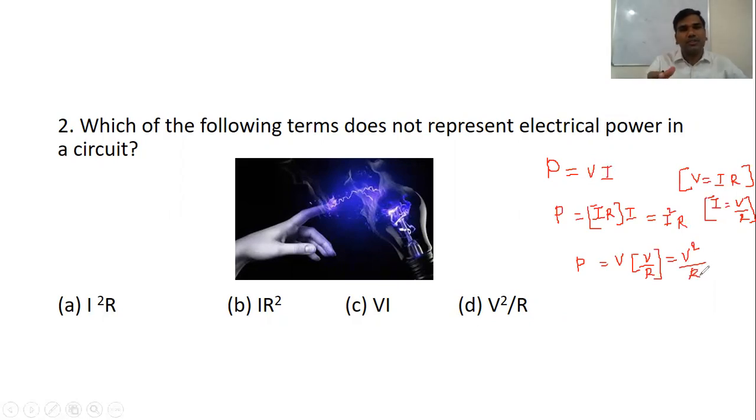Now look at these options. A single formula, power is equal to V into I, can be written in multiple ways. Now if you observe the options, I square R, yes, we can write power as I square R. V into I, option C, yes, we have V into I. Then option D, V square by R, this is also there, but IR square we don't have. So which of the following terms does not represent electrical power? This does not represent electrical power. So option B we have to mark.